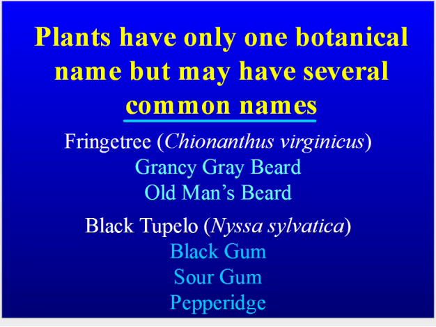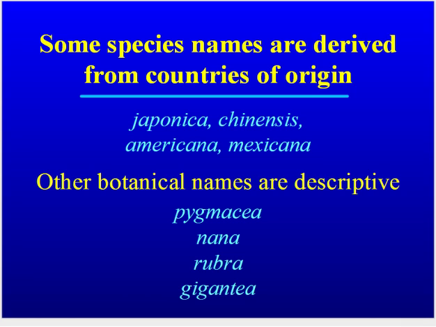Let's go back down here. There we go. Okay. Again, some species names are derived from countries of origin. Japonica, Japan. Chinensis, China. Americana, that would be America. Mexicana, Mexico. Other botanical names can be descriptive. Pygmaea, small. Nana is small. Rubra is red. Gigantea, what does that mean? Oh, giant, yeah. All right.